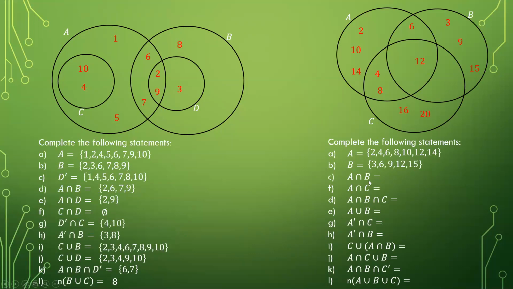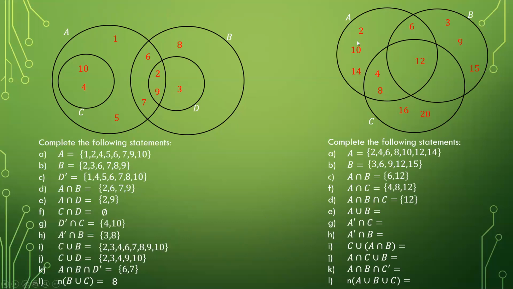And A intersect B will be the middle here, 6 and 12. And then A intersect C is the overlapping part of these two circles; these three will be your answer. And if the question asks for A intersect B intersect C, that means the common value which belongs to all three of them will be only 12.